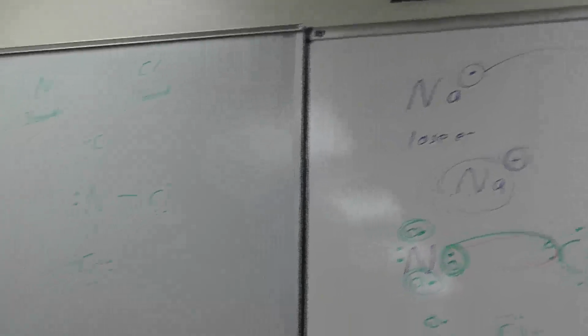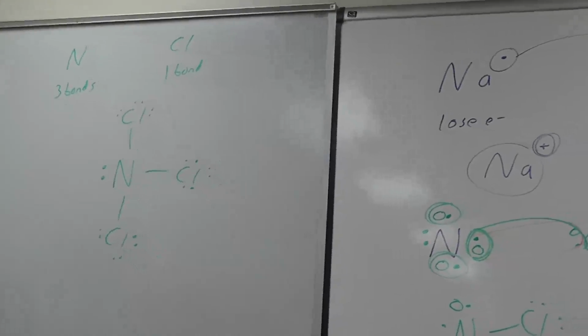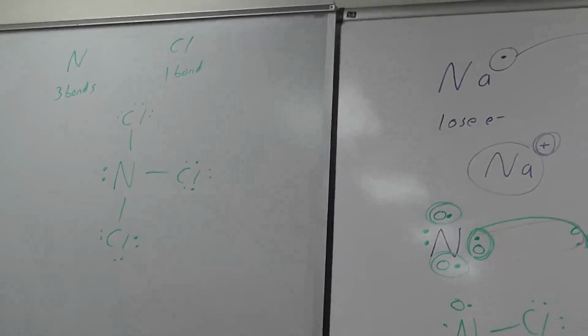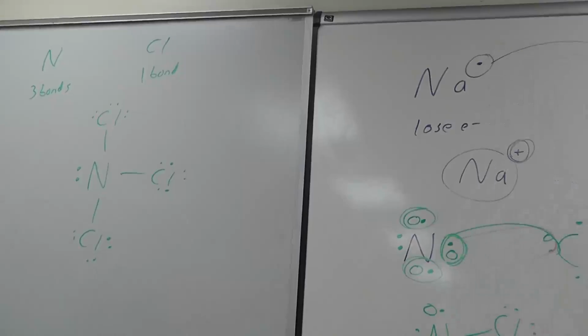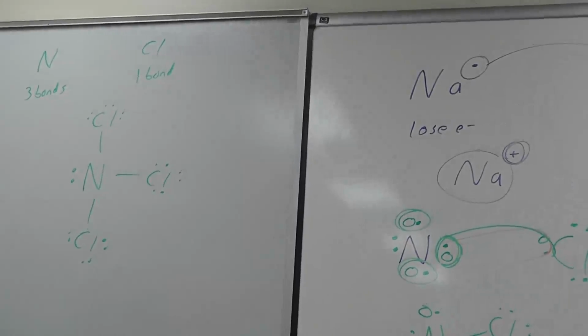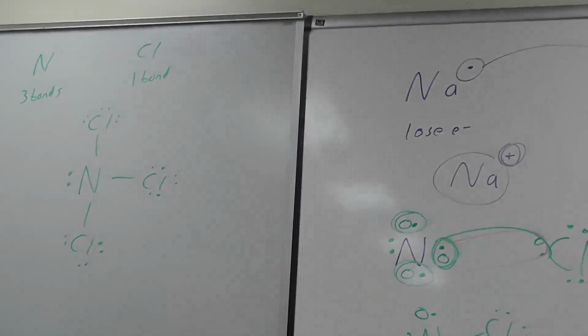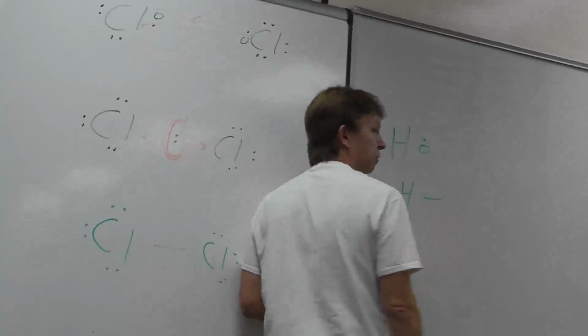Now it does tell you there's an exception. Anybody want to guess who the exception is? Hydrogen. And the reason for that is that hydrogen, with its one valence electron, hydrogen is only capable of forming one bond.